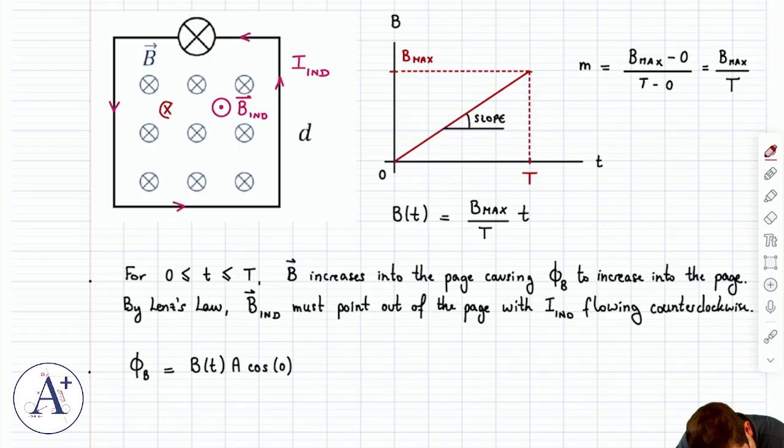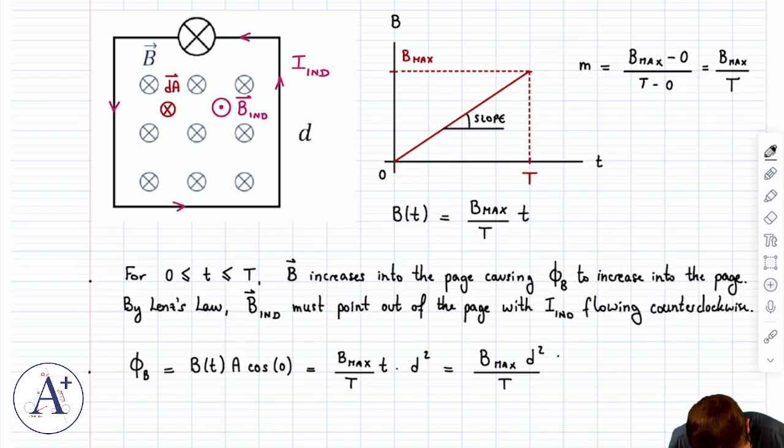I can choose dA either into the page or out of the page, because dA needs to be perpendicular to the loop. But if I get to choose, I'm going to put dA in the direction of B so that I get cosine of 0, which is 1. And then I know what B is as a function of t. This is B max over capital T times little t, multiplied by the area. Well, it's a square with side length d, so that's just d squared. So this ends up being B max d squared over capital T times little t, the variable for time. Okay, so that's my flux.